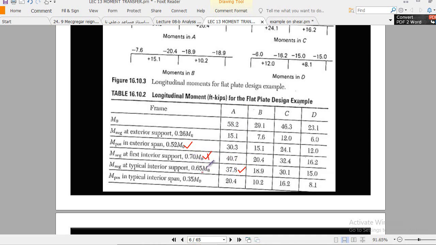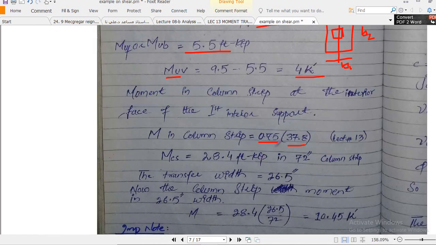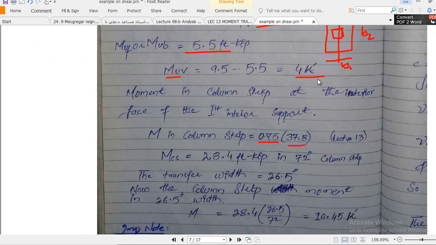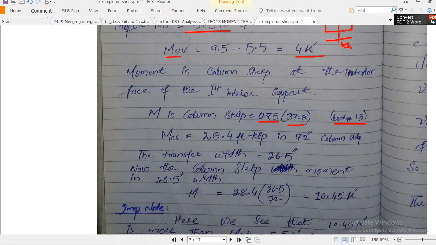This 0.65 distributes M0 into the longitudinal direction, while 0.75 distributes this moment into the column strip and middle strip. That way I'm using 0.75. Please go and watch the DDM method, because I already explained it; if you don't know the DDM method, it is difficult to understand this method. This is from lecture number 13.